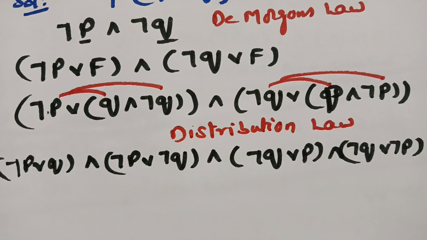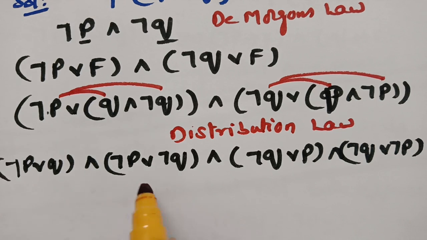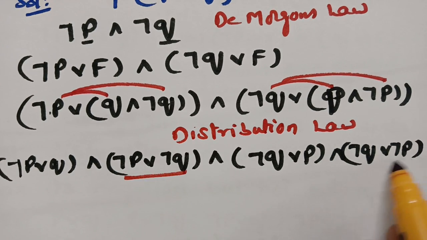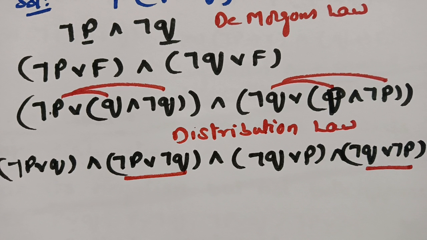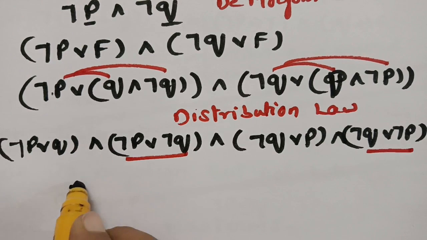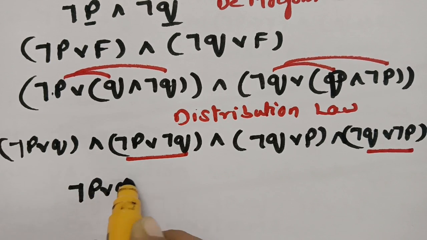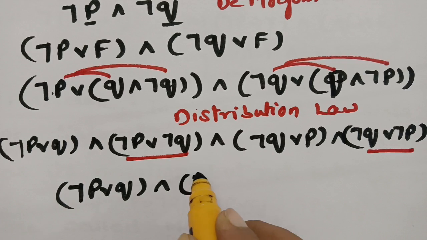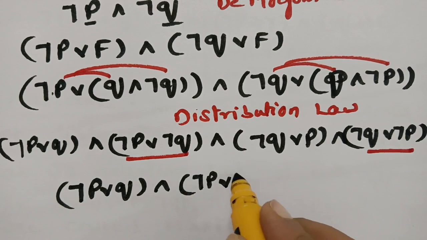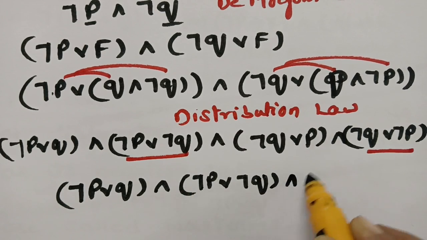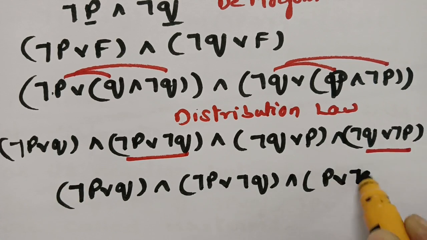Clear? See here, is there any repetition? There is a repetition, that is negation P or negation Q. So I can use the idempotent law. After using the idempotent law, this is transformed as negation P or Q, and we can write negation P or negation Q for only one time, and this is P or negation Q.